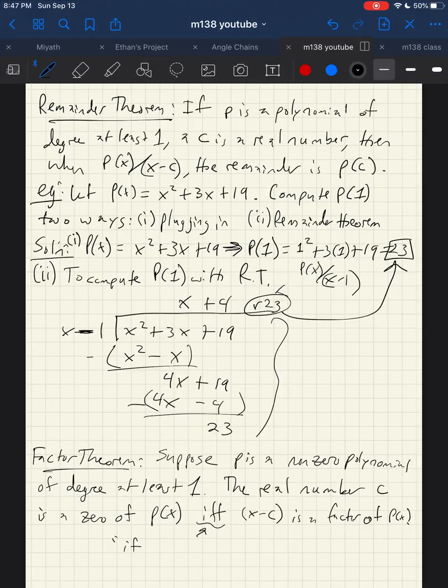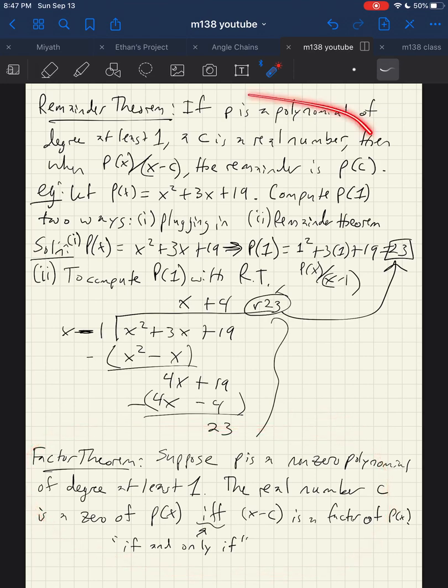I'll just remind you, IFF means if and only if. Oh dear, that was weird. I bumped the home button and then I tapped the screen. If and only if. That's what IFF means.